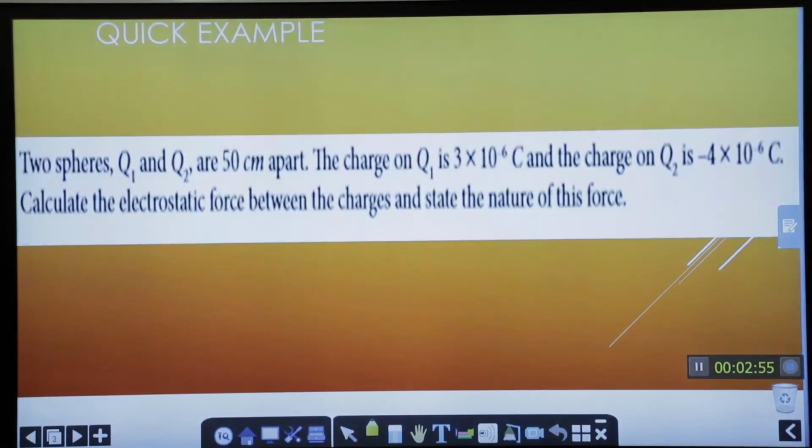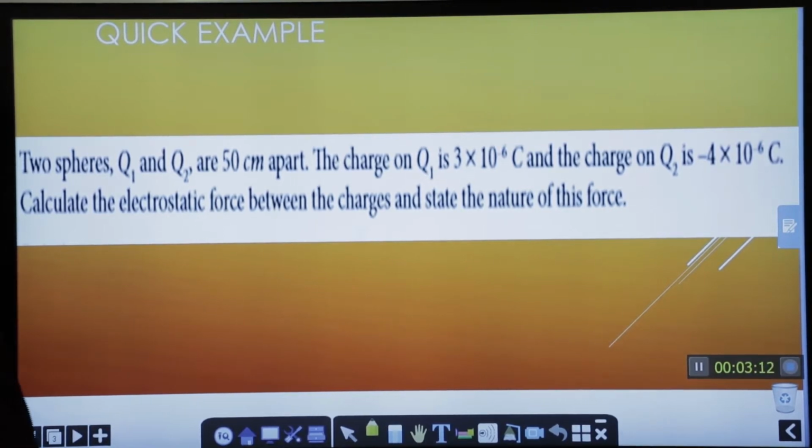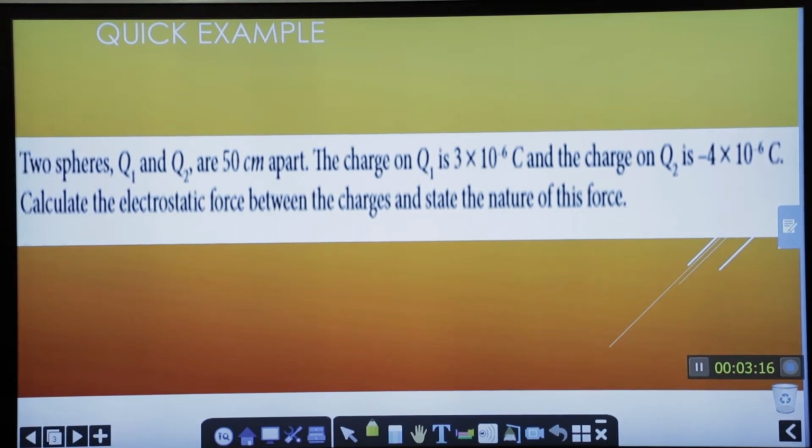Now, let's look at a quick example of a question on electrostatics that you might find in an exam. Two spheres Q1 and Q2 are 50 centimeters apart. The charge on Q1 is 3 times 10 to the power 6 coulombs, and the charge on Q2 is minus 4 times 10 to the power negative 6 coulombs. Calculate the electrostatic force between the charges and state the nature of the force.